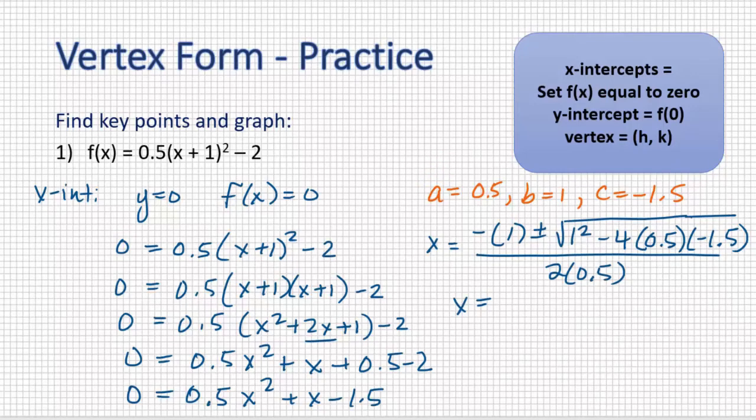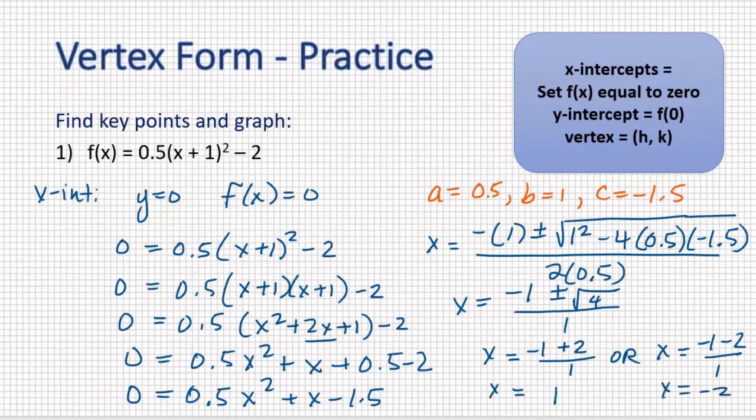So we find that x is equal to -1 plus or minus the square root of 1 plus 3, or the square root of 4, all divided by 2 times 0.5, or 1. That gives us an x value of -1 plus 2 divided by 1, or an x value of -1 minus 2 divided by 1, for a final answer of 1 or -3. This is the point 1, 0, or -3, 0.